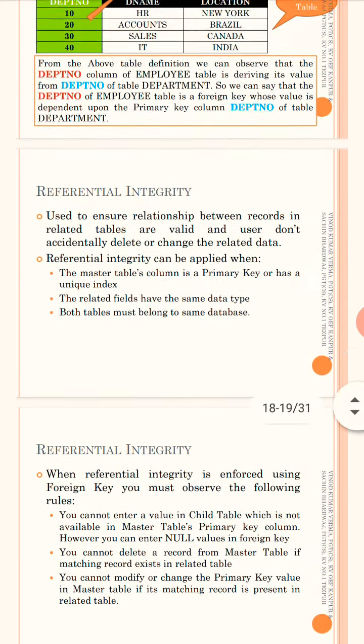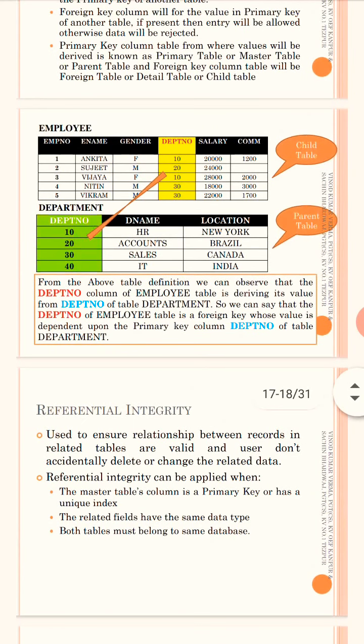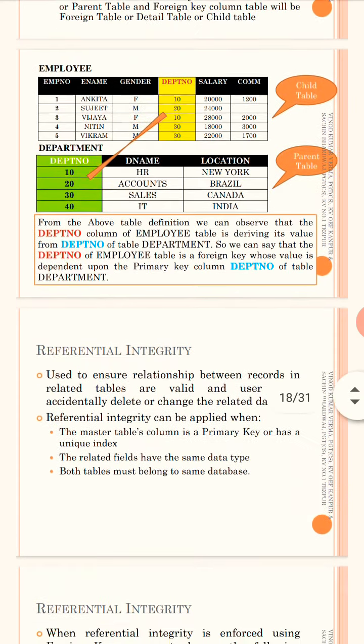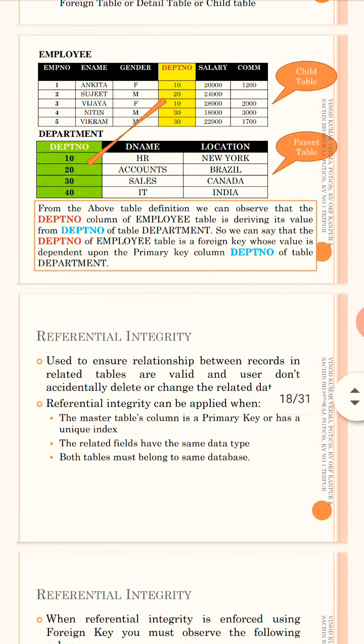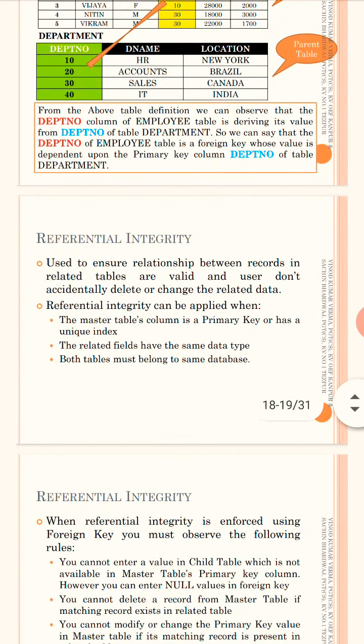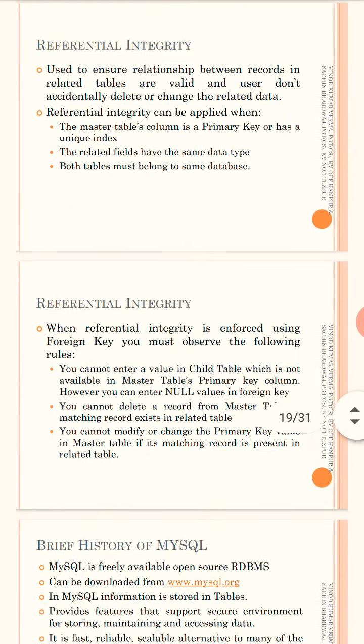Both tables must belong to the same database. That means if we are considering this example, in this employee and department, these tables must belong to the same database. First concept, the data type of department number in the department table and department number in the employee table must be the same. And the master table, that is the department table here, department number has the unique index. The unique index means values are unique.